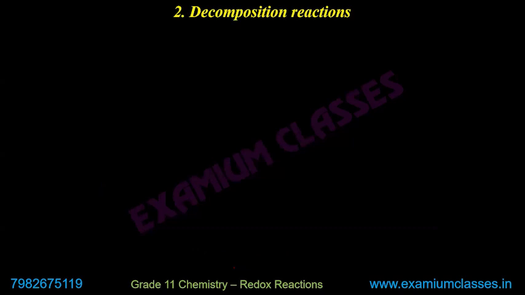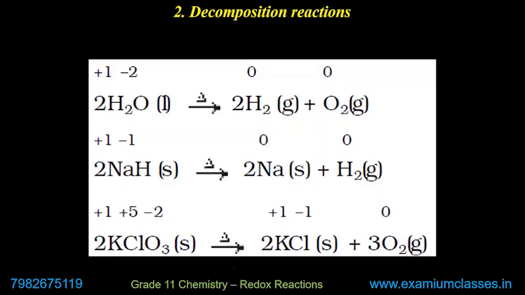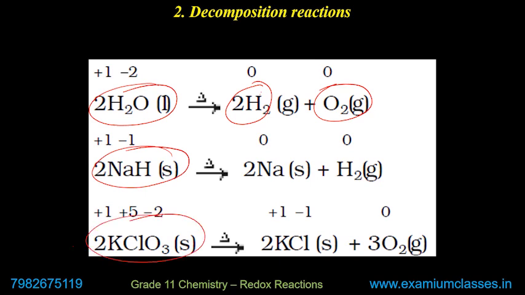Next one is decomposition reaction. Decomposition reaction is just opposite of combination reaction. Just opposite. Means one compound broken into two compounds or more than two compounds, and one of the products must be in free elemental standard form. So it is just opposite. So you see these two are in free elemental form, the condition satisfied. One compound broken, here one compound broken, here also one compound broken. So in this case also you have one standard free state form, here free state.